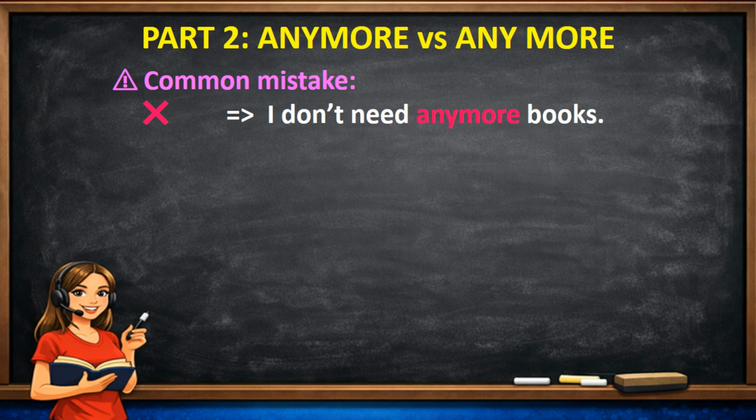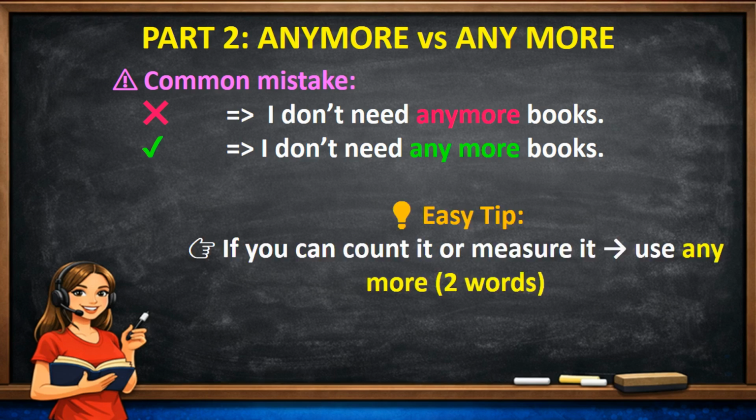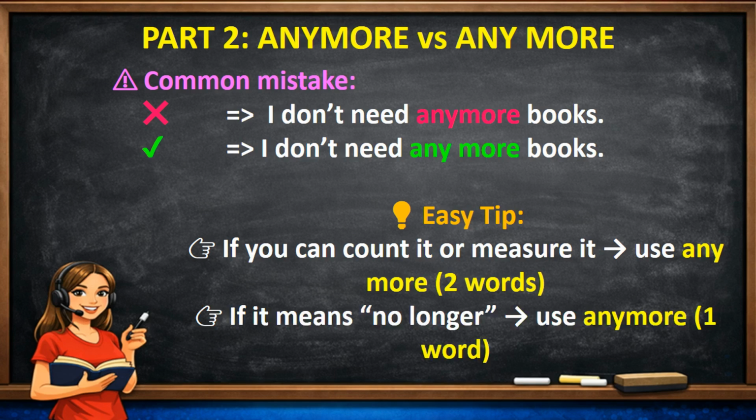Common mistake to avoid. This sentence is incorrect. I don't need anymore books. It should be, I don't need any more books. Easy tip. If you can count it or measure it, use any more. But if it means no longer, use anymore. Got it?